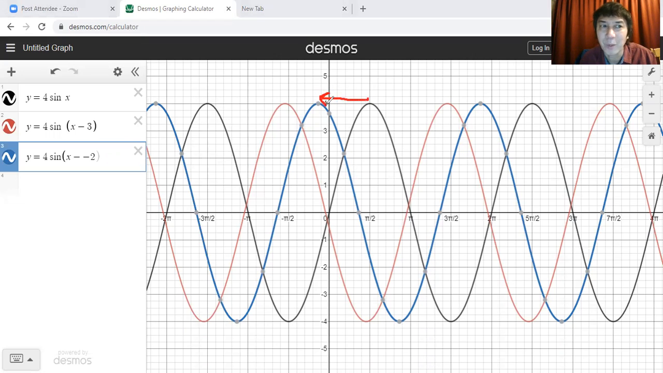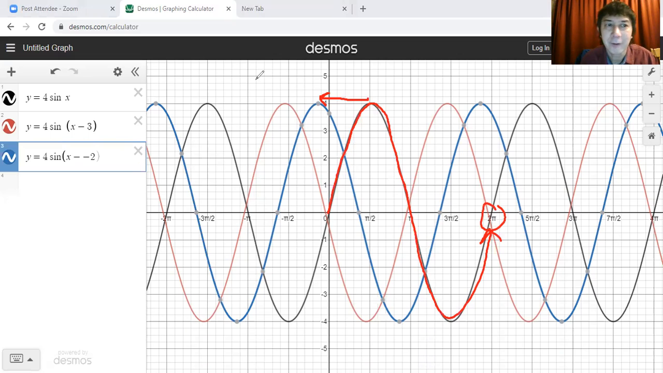Remember our basis is the 4 sine x, amplitude of 4, and the number beside x is 1. That is our b. So that means our frequency is 1 for every 2 pi. And you can see that here actually. This is one cycle there. There's the 2 pi. That means one complete cycle for every 2 pi. That is when the number beside x is 1.